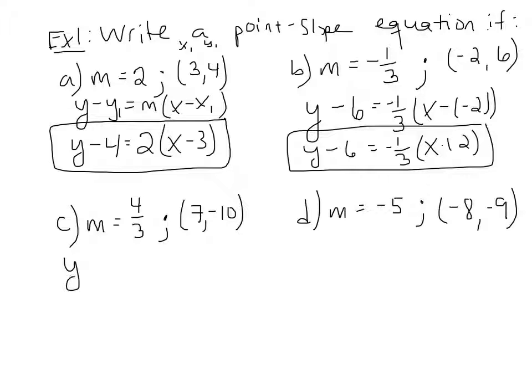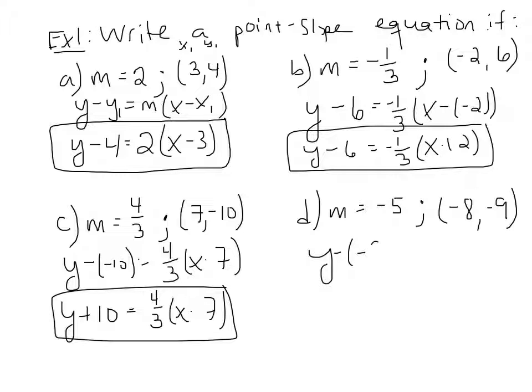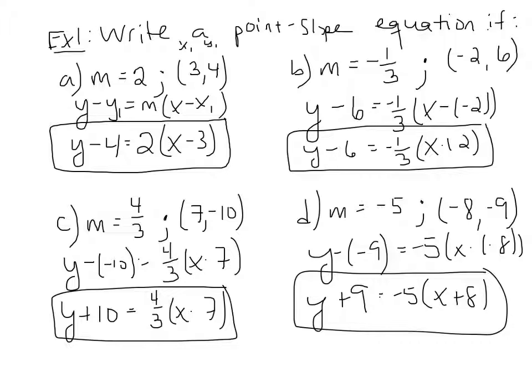Down here, example C, we have y minus negative 10 equals 4/3 times x minus 7. So once again, we have an additional step getting rid of the double signs. y plus 10 equals 4/3 times x minus 7. And in the last example, y minus negative 9 equals negative 5 times x minus negative 8. Two sets of double signs to get rid of here. y plus 9 equals negative 5 times x plus 8.